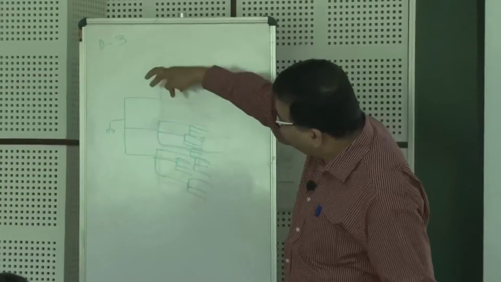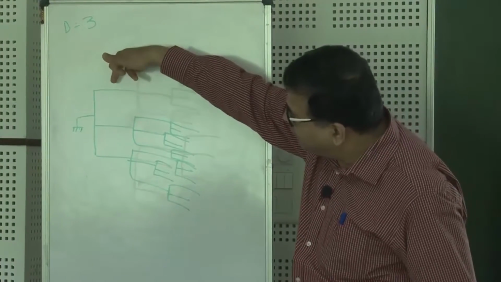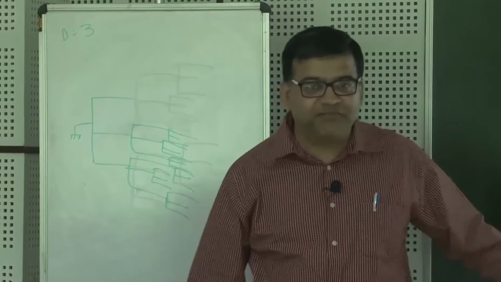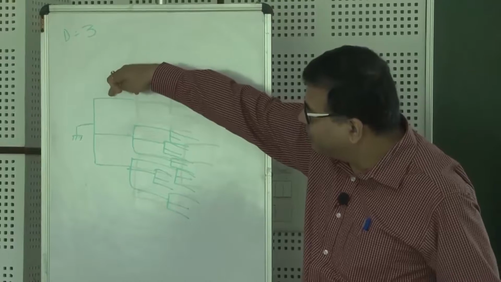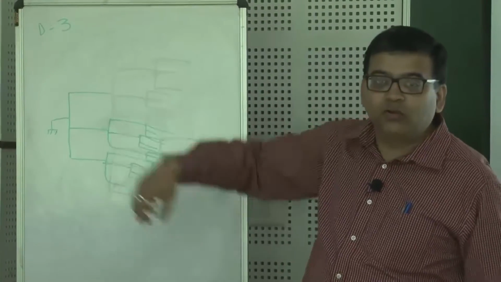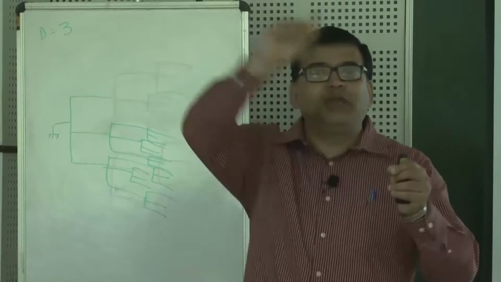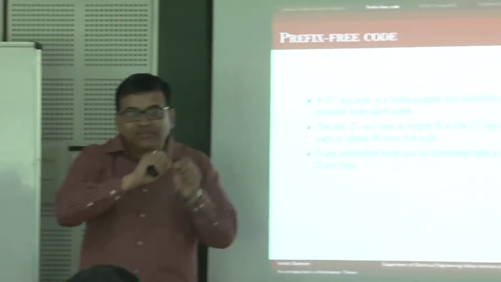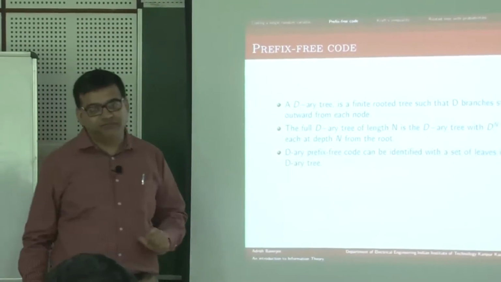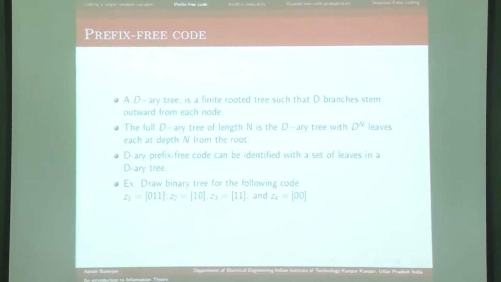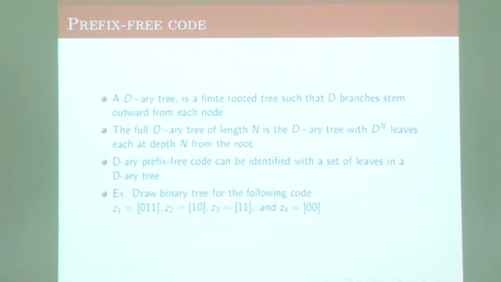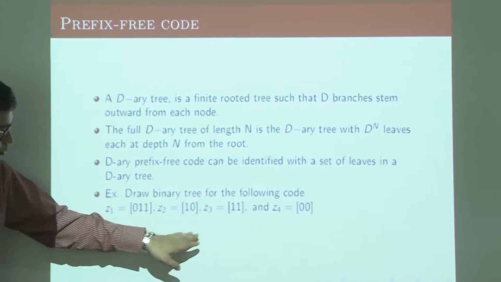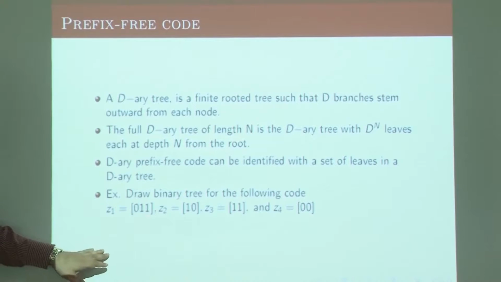The way we would do this is, we would label these branches by the D-ary alphabet. Let us say I had D equal to 3, so I would label 0, 1, 2, 0, 1, 2, 0, 1, 2, and then from root to the leaf there is a unique path, 0, 1, 1, 1, whatever it is. With that you can identify each of these prefix-free codes. So, let us look at an example. I have these code words Z1, Z2, Z3, Z4. You can verify that this is a prefix-free code.